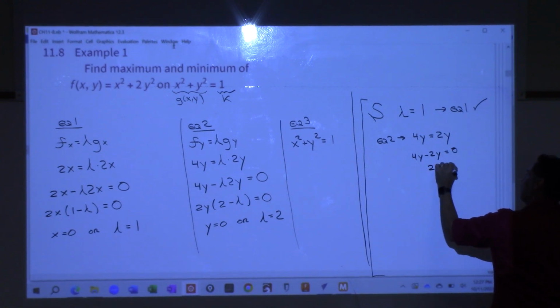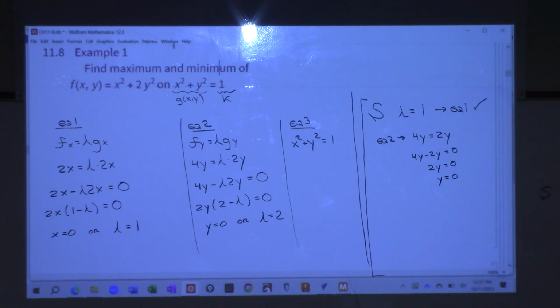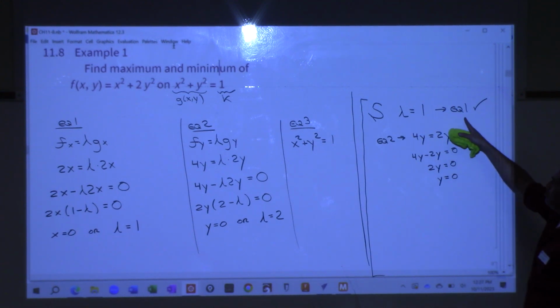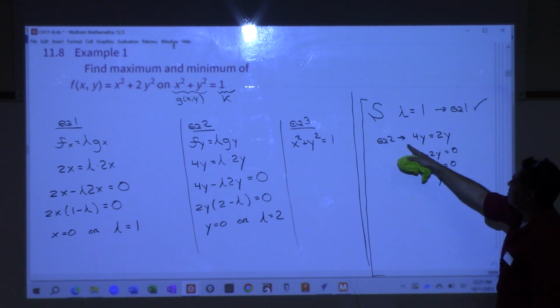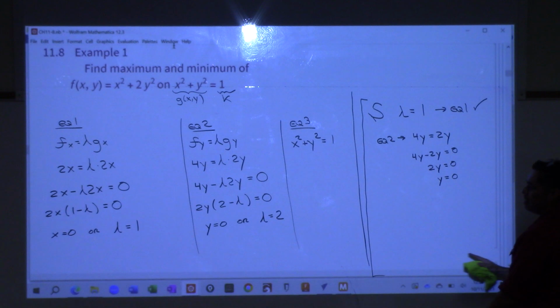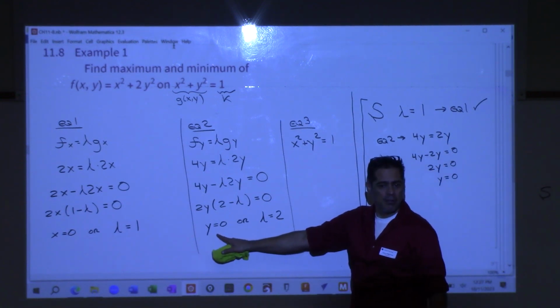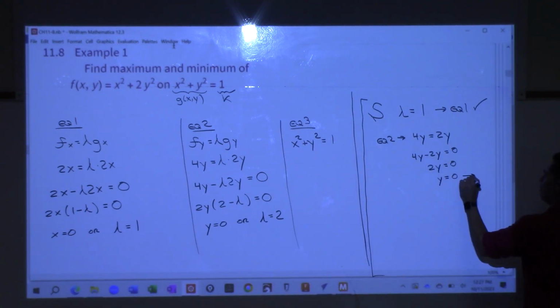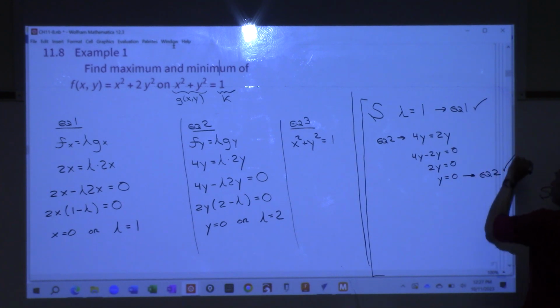2y equals 0. That means y is 0. So if lambda is 1, equation 1 is satisfied, right? And it forces equation 2 to give you y equals 0, which actually satisfies equation 2. Because doesn't equation 2 require y to be 0? So this right here makes equation 2 true.